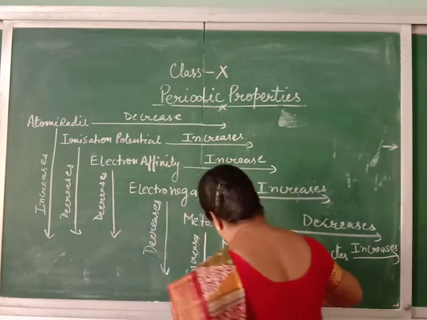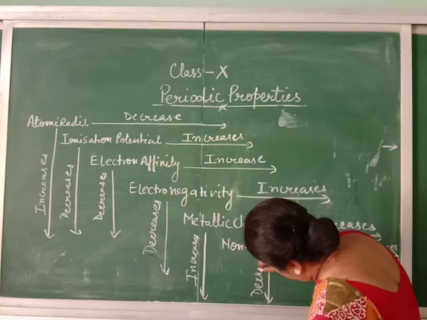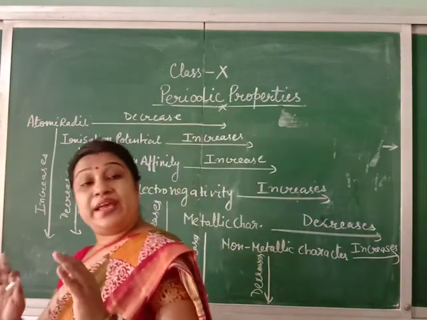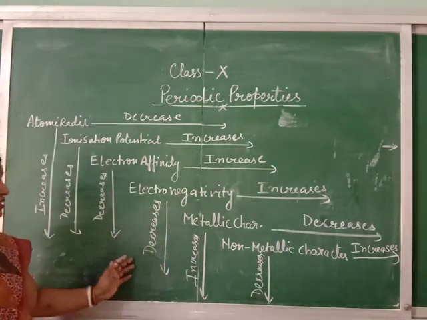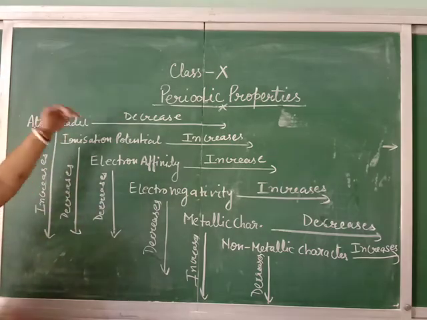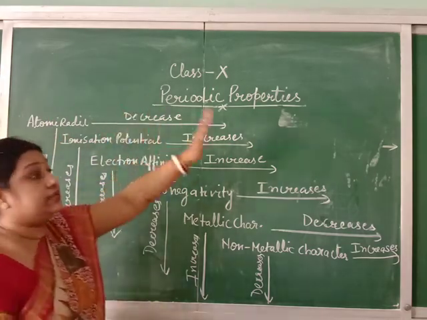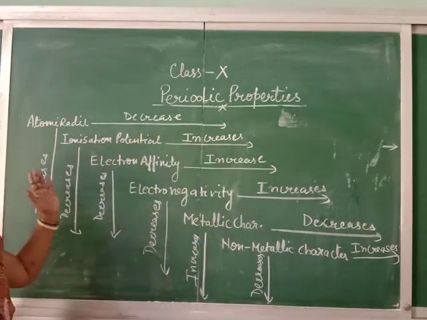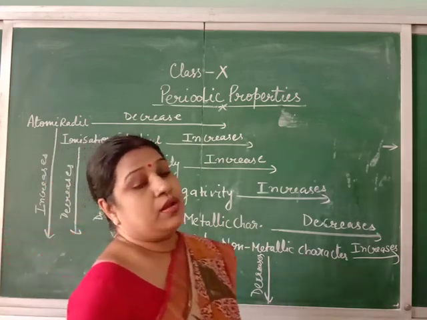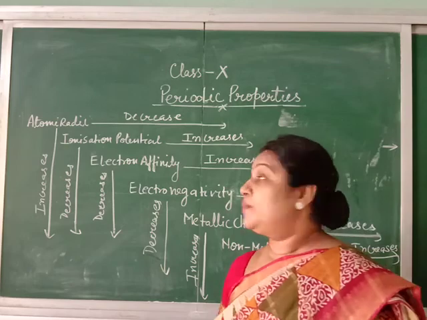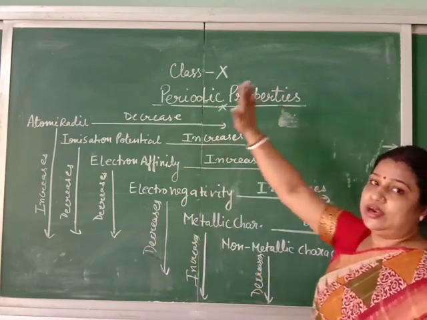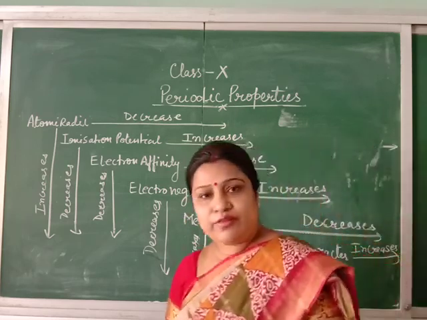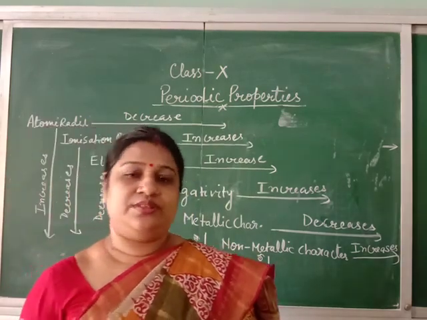to bottom. So if you remember this chart and compare which property is increasing and which property is decreasing across a period and down a group, then you will be able to give the answer. In the last video I explained a few periodic properties, and this is the complete chart to compare each periodic property and its trends. I hope it will be helpful for you and you can attempt the questions. Thank you, children.